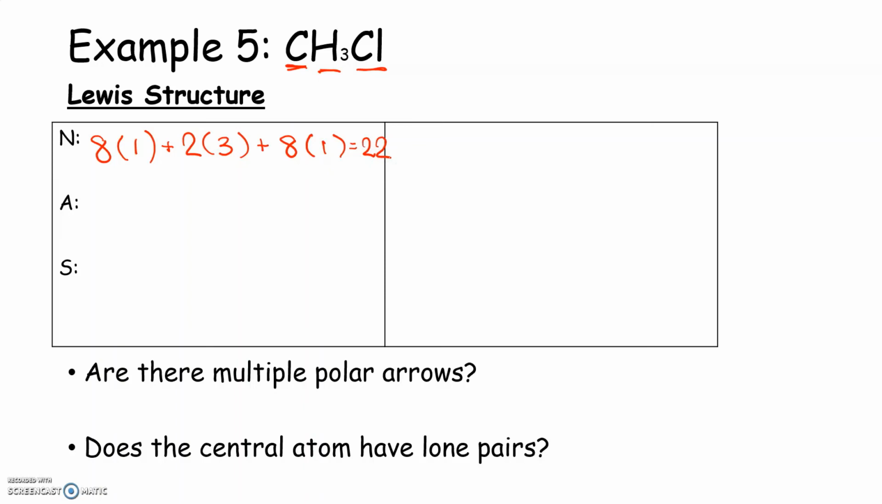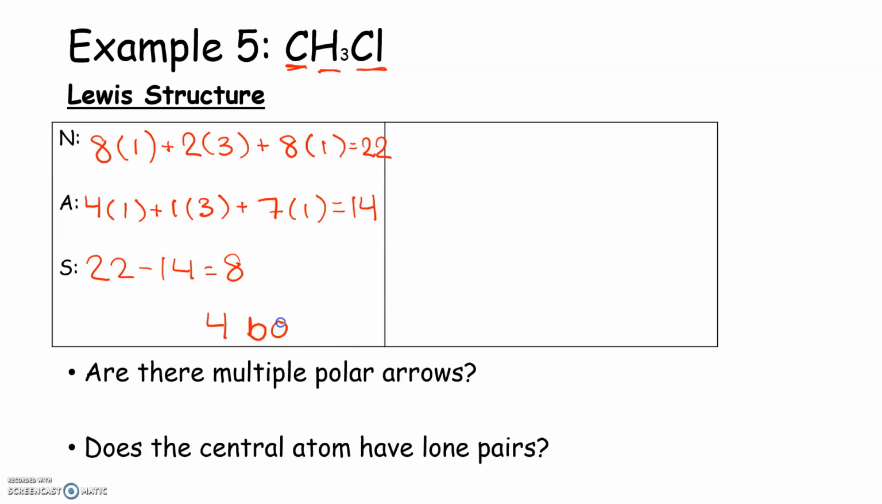But now I'm going to look at available. Carbon is in group 4A, so there's 4 valence electrons. Hydrogen is in group 1A, so there's 1 valence, and 3 of them. And chlorine is in group 7A, so there's 7 valence. So 7 plus 3 plus 4 gives me 14. So 22 minus 14 gives me 8 shared electrons. That means that there's going to be 4 bonds.